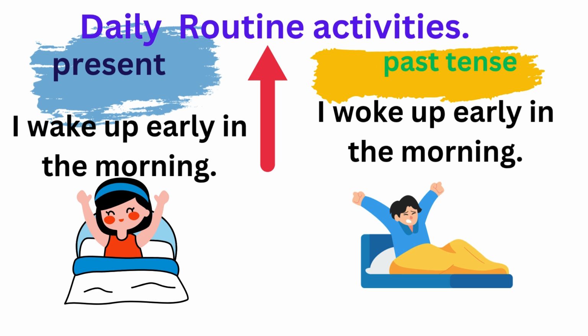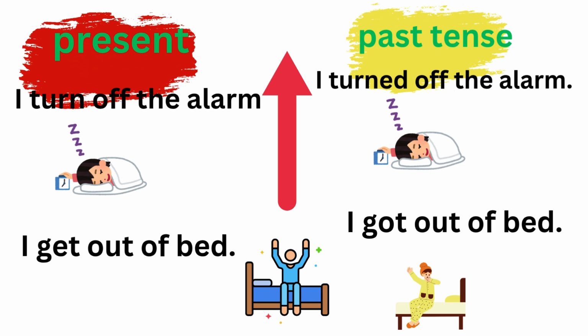Daily routine activities. Present tense. I wake up early in the morning. Past tense. I woke up early in the morning. I turn off the alarm. Turned off the alarm. I get out of bed. I got out of bed.